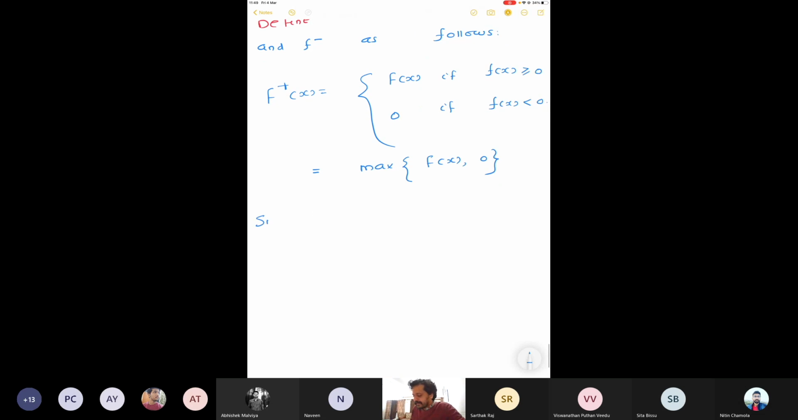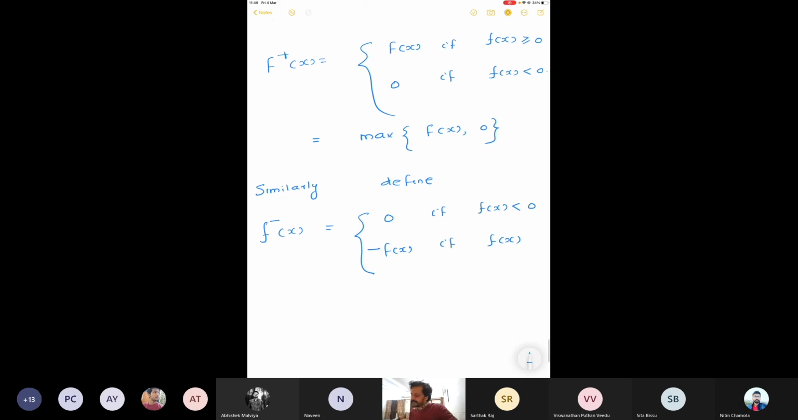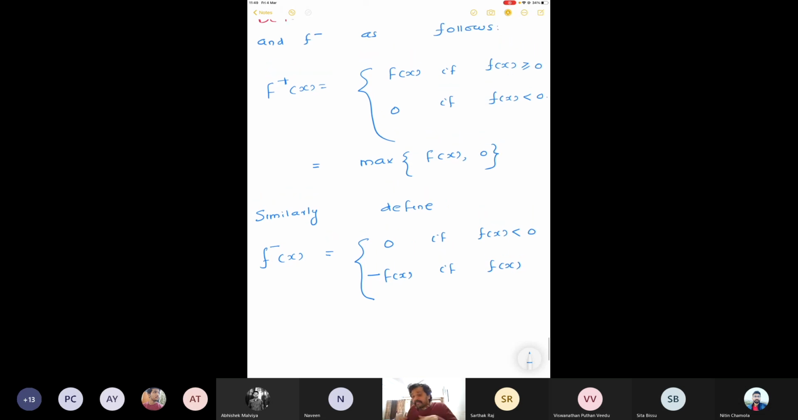Similarly, define f minus of x as, you can guess now, 0 if f of x is greater than 0 and minus f of x if f of x is less than 0. Did I make some mistake? Can you tell me how to define f minus? Again, I want f minus also to be non-negative.